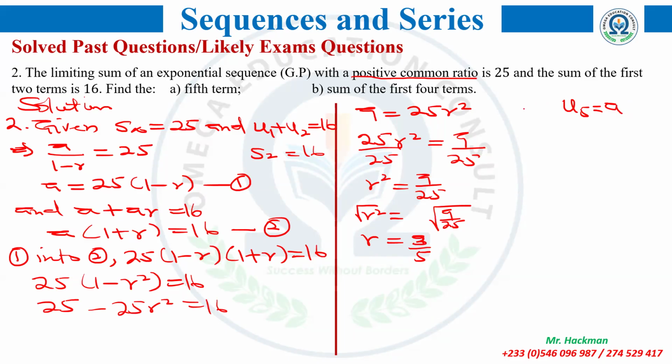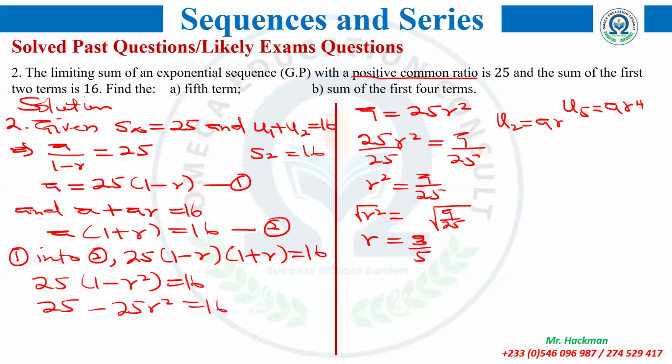But Velvet, what is U sub 2? Say U sub 2 is called AR. So what is U sub 5? Say U sub 5 will equal AR to the power 4. Say raised to the power 4. I'll give you permission to go and eat. Okay, so you have it right.